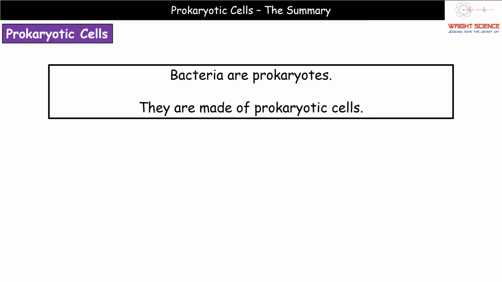Just a quick recap first of all. Hopefully we'll remember that when we are talking about prokaryotic cells, these are things like bacteria. So when we talk about the bacteria, these are prokaryotes, and therefore they are made of prokaryotic cells. Hopefully that is pretty logical, and we all knew that first point.